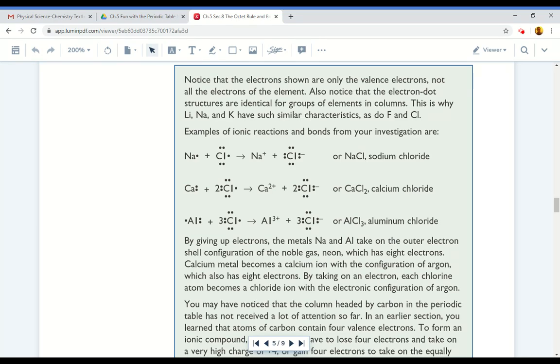Examples of ionic reactions and bonds from your investigation are sodium chloride, calcium chloride, or aluminum chloride.